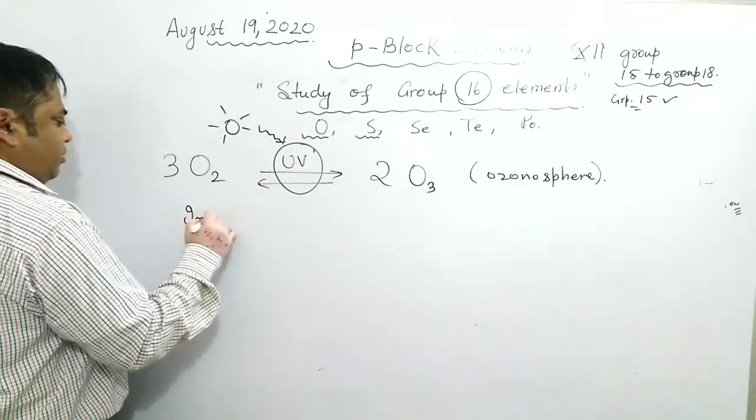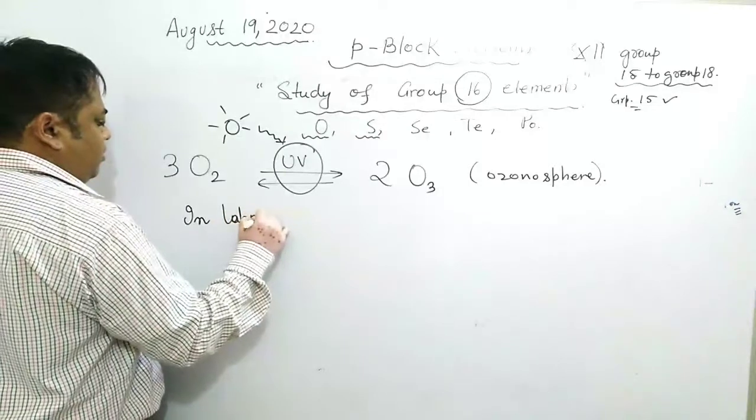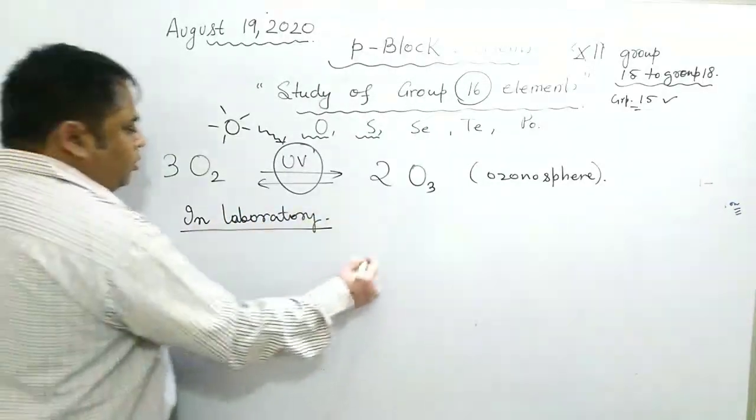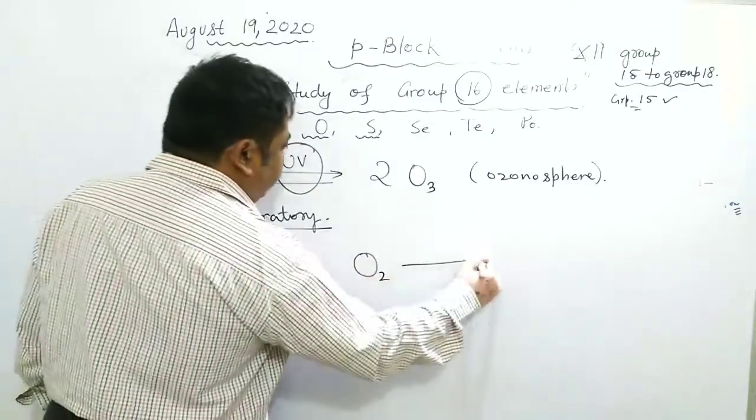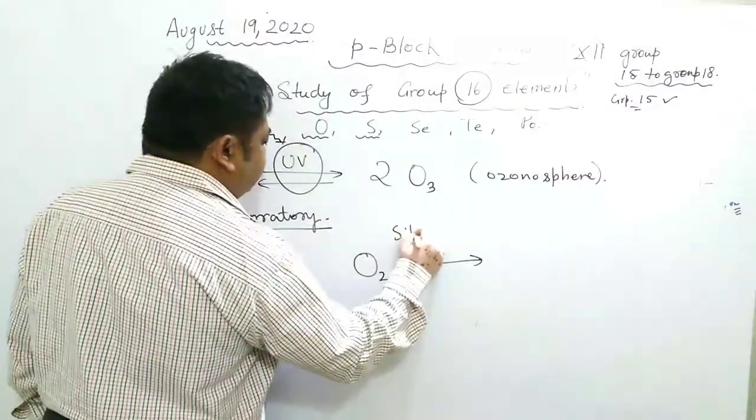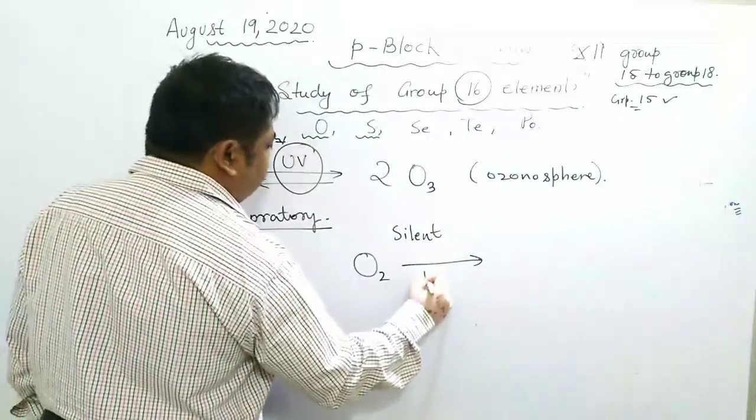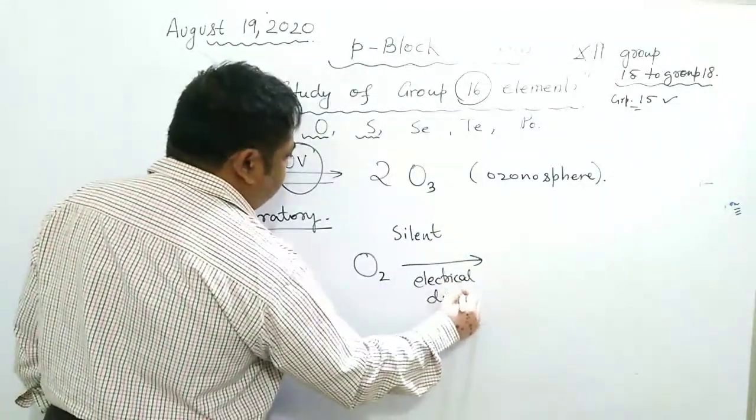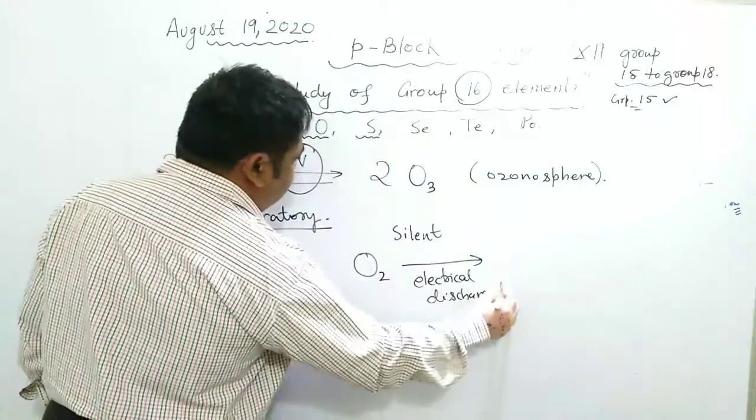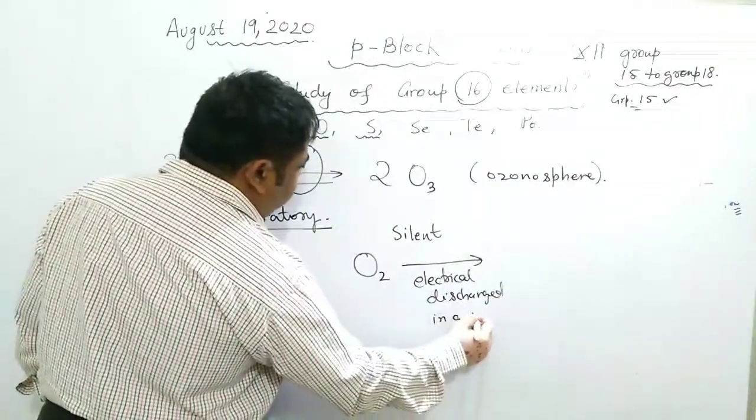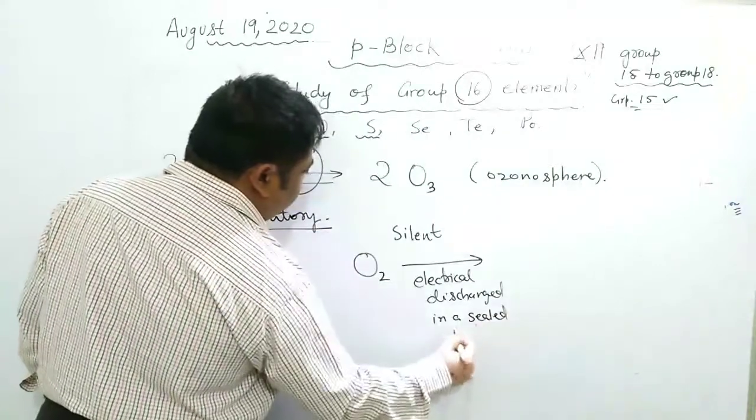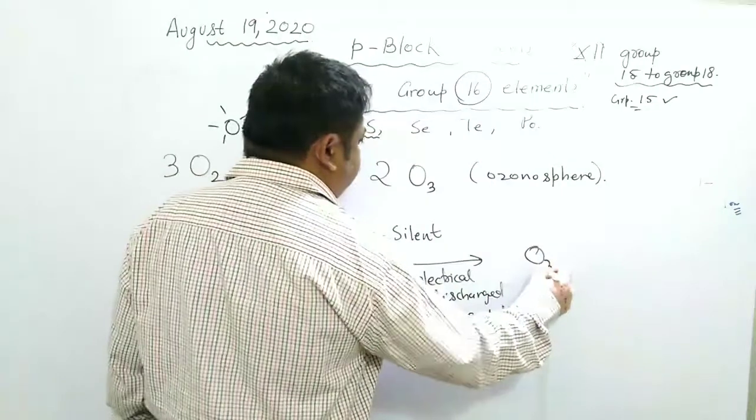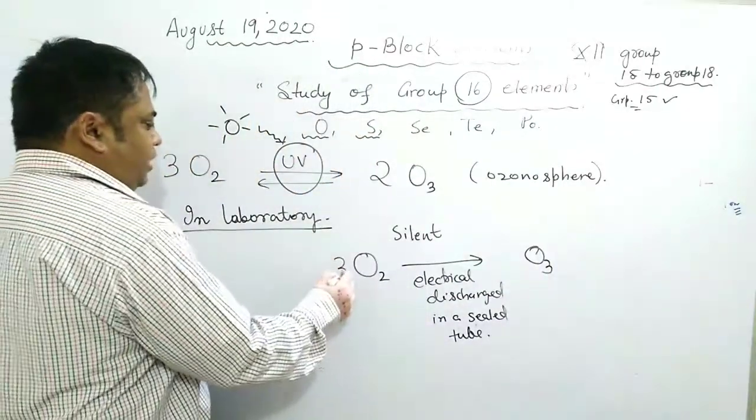In the laboratory, O2 is given silent electrical discharge in a sealed tube, and it forms O3. You can balance it like this.